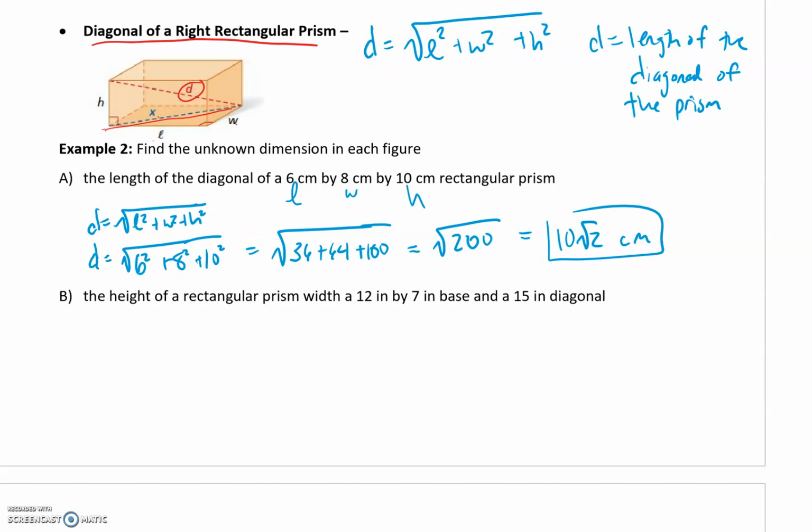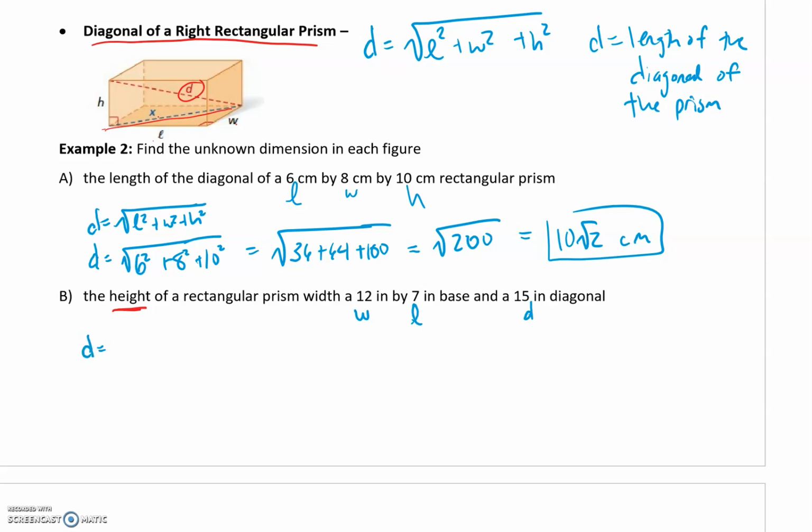So now, in this second question, we're looking for the height. So we are given the other three numbers. As long as we only have one variable that's missing, that we need to solve for, we can solve for it as long as we can plug everything else in. So if we look at this 12 by 7, we have a width, we have a base, which you can also call the length, and then we have the length of the diagonal, which is 15.